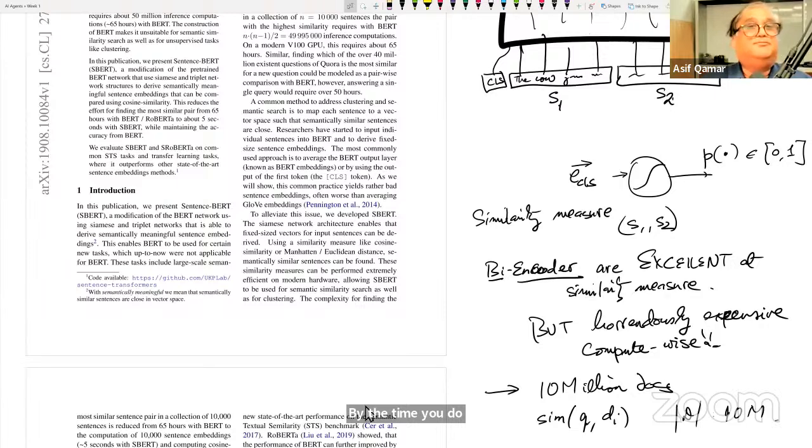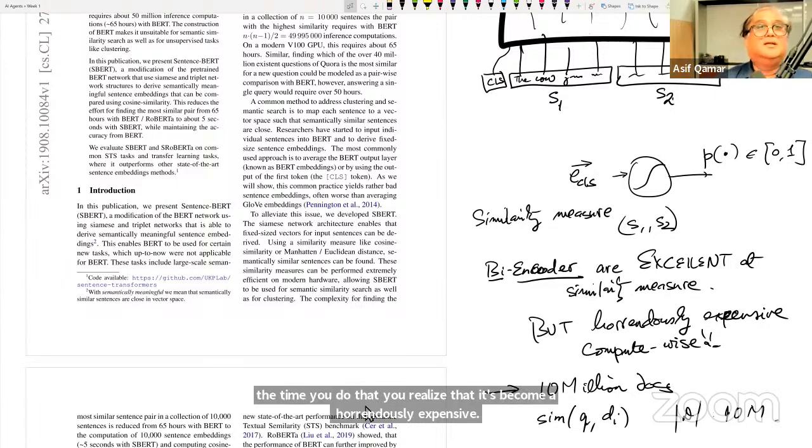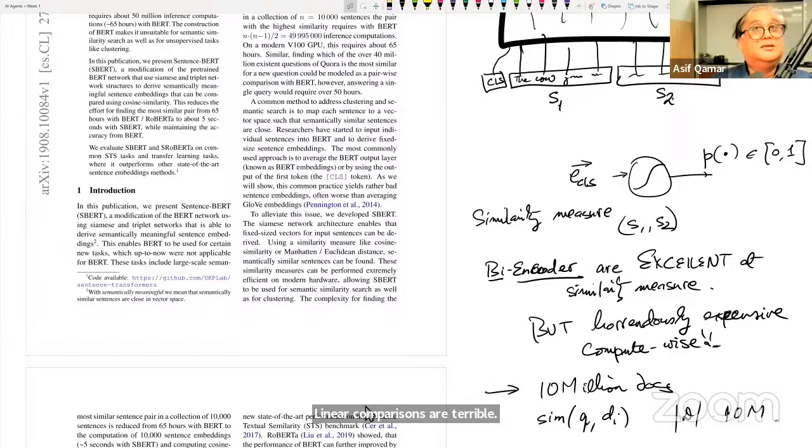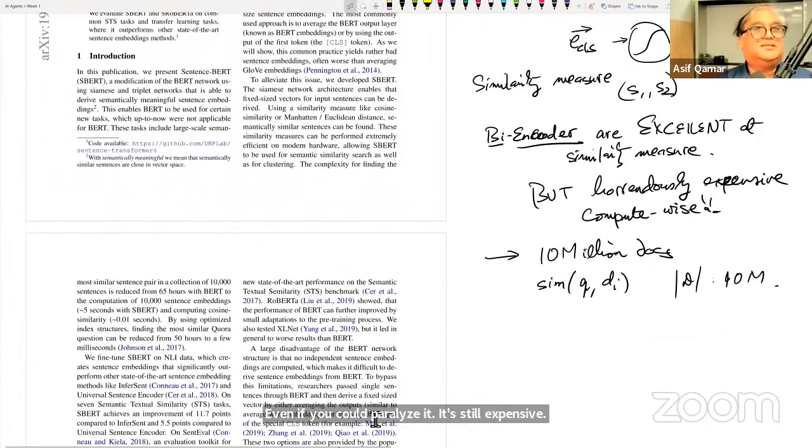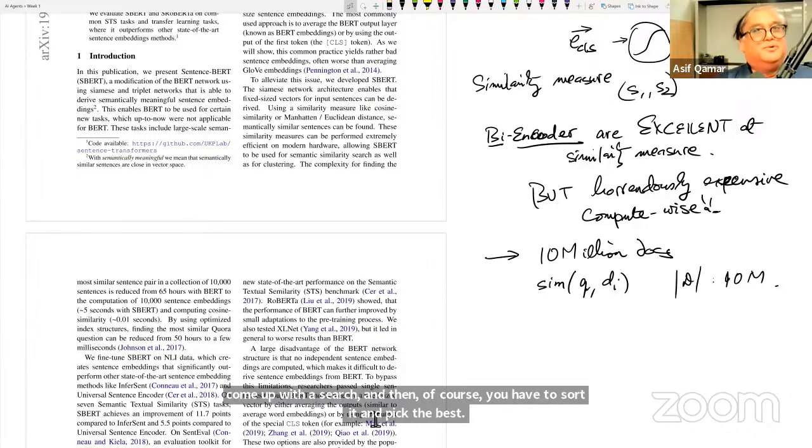Linear comparisons are terrible, right? First of all, BERT is expensive. And then to make matters worse, now do it 10 million times. Even if you could parallelize it, it's still expensive, right? To come up with a search. And then, of course, you have to sort it and pick the best. So within that backdrop, the Sentence-BERT paper came.